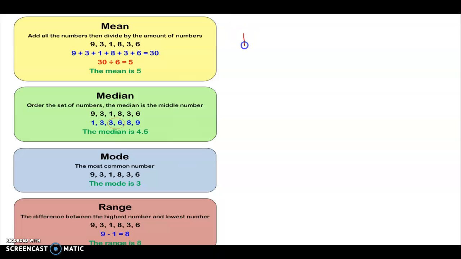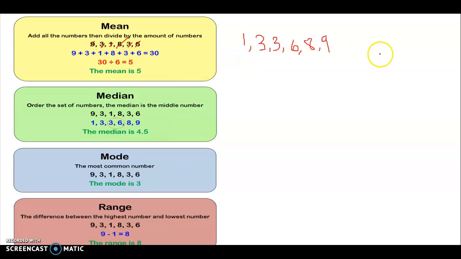If we were putting this from least to greatest, it will be 1, 3, 3, 6, 8, and 9.